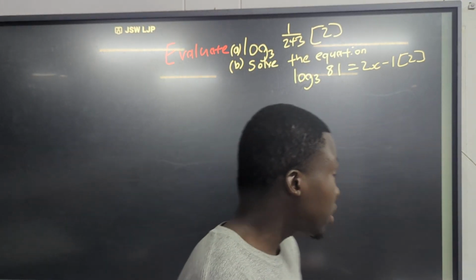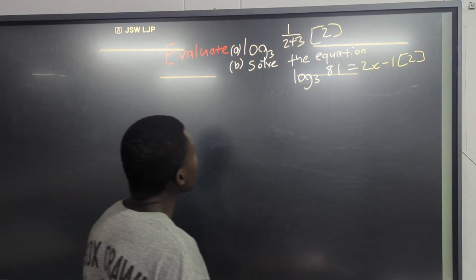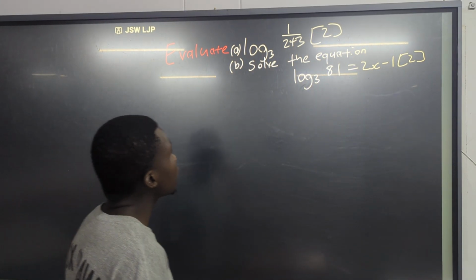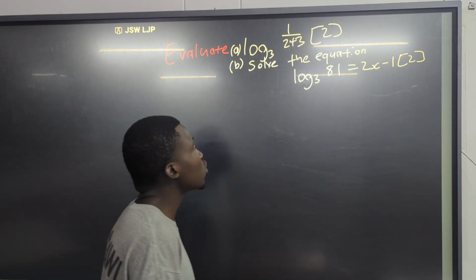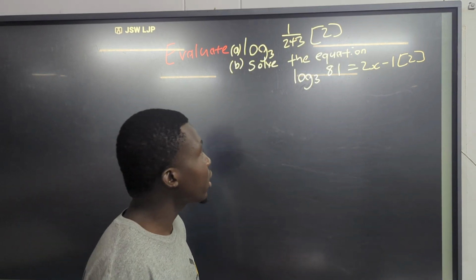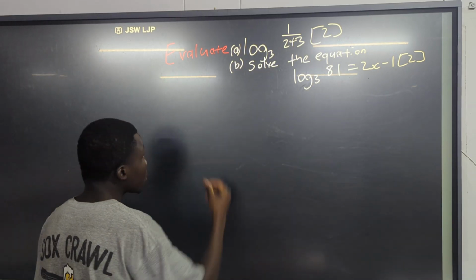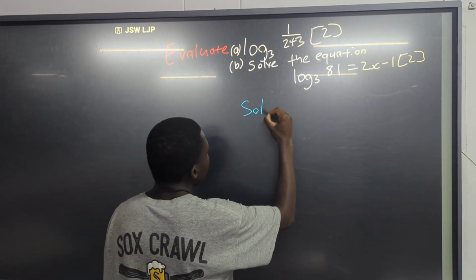Also, on the next question, you're given log 1 over 243 base 3. You have to solve it for 2 marks. And the second one, you have to solve the equation log 81 base 3 is equal to 2x minus 1. So let's take a look at the solution of this equation.